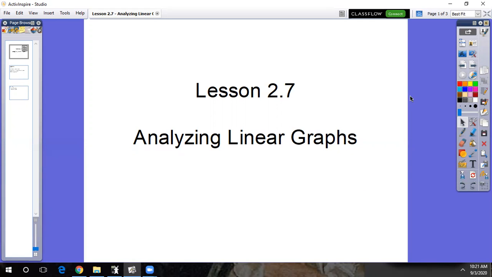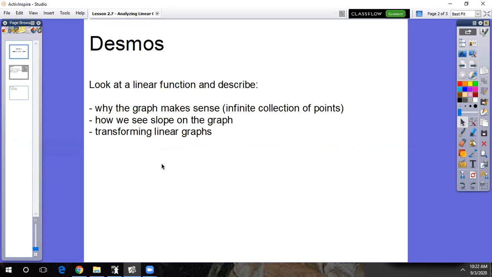Today's going to be a pretty short lesson. We're going to be talking about why graphs make sense. And you won't have a quiz or a homework assignment over this one. This is just to help us understand why graphs look the way they do. So we're going to analyze some linear graphs using Desmos.